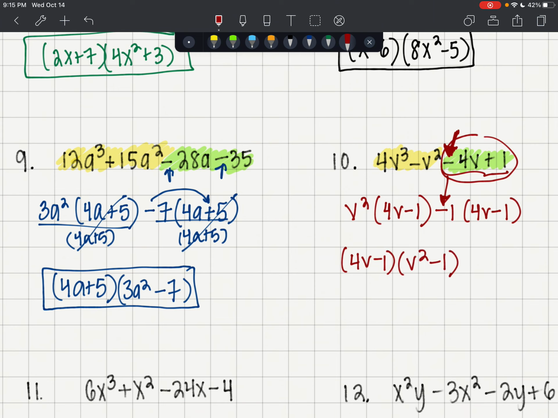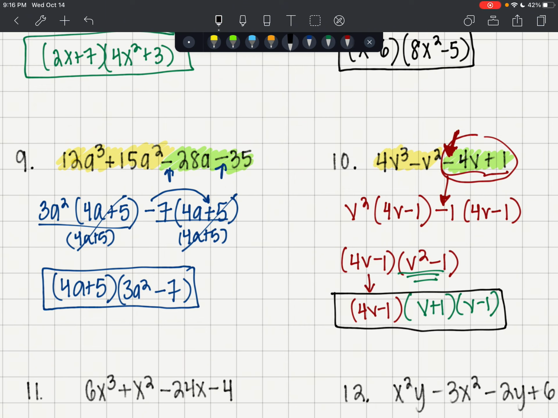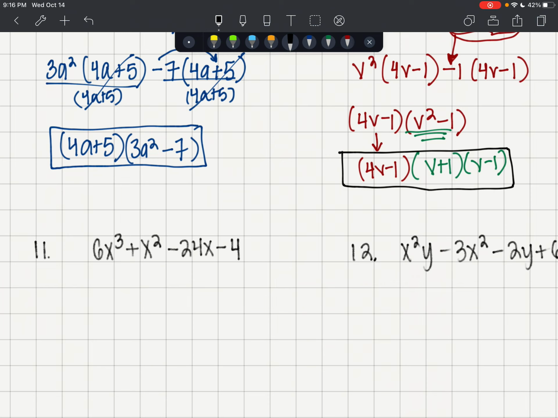But remember, v squared minus 1 can be further factored. So we have to factor this completely. So that factors to be v plus 1, v minus 1. And then we've got our 4v minus 1 right here. So I'm going to box that answer. And I've got 3 factors for that one. So we always want to look to see if our factors are further factorable. You always want to factor completely.